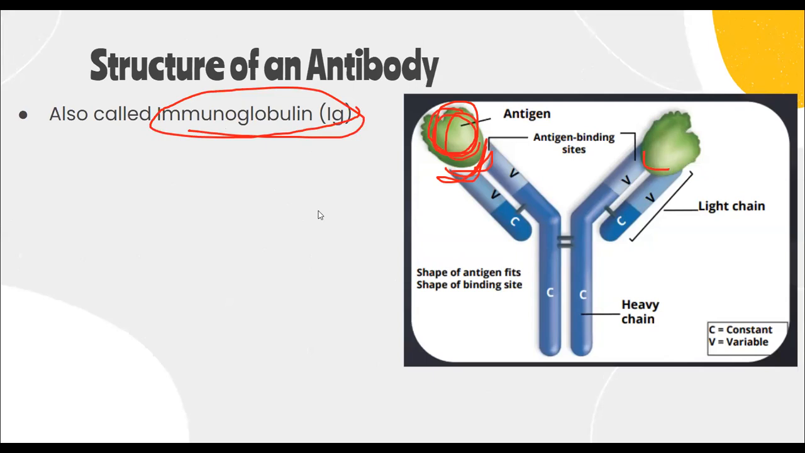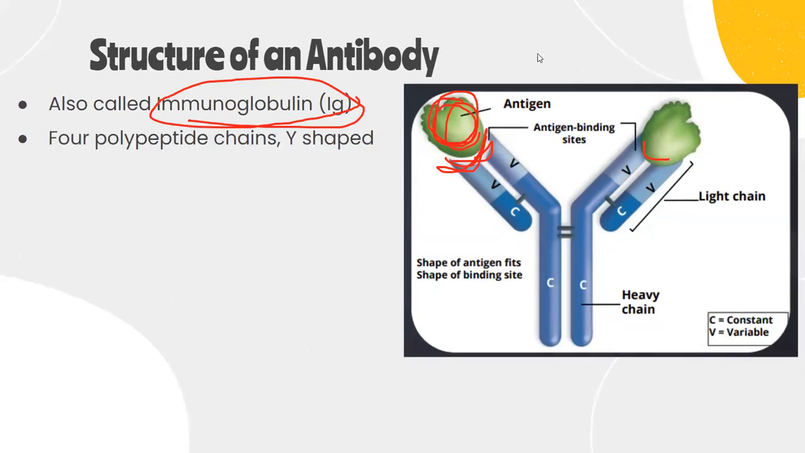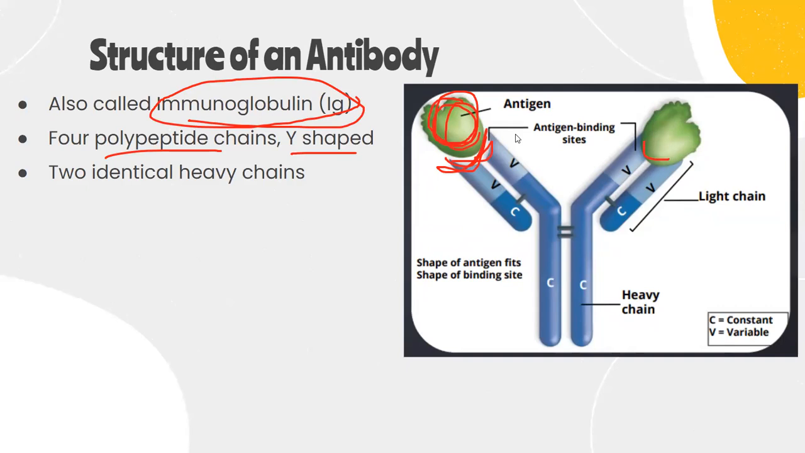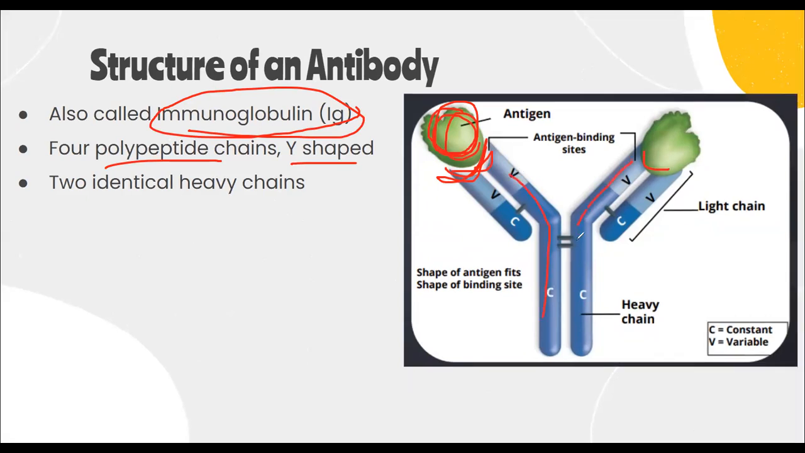Okay, it has four polypeptide chains. So the basic chemical composition of an antibody is proteinic in nature, polypeptide. Proteinic in nature, they are Y-shaped. Okay, they have two identical heavy chains. So the bigger chains are known as the heavy chains. This is your heavy chain. And the shorter ones are your light chains.